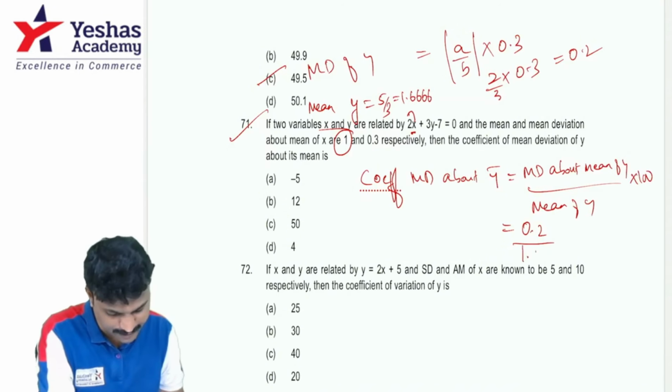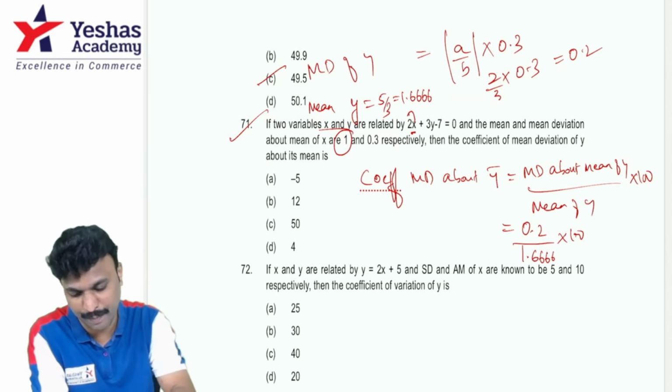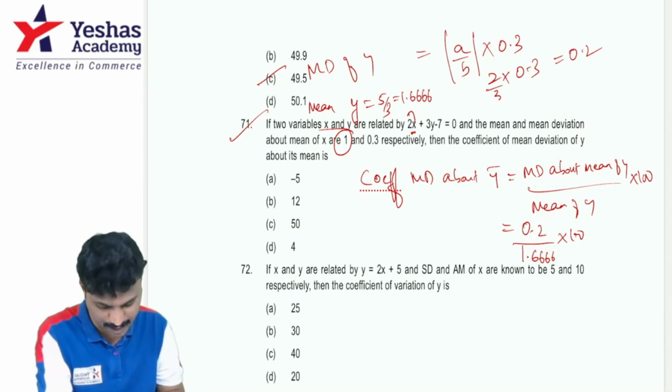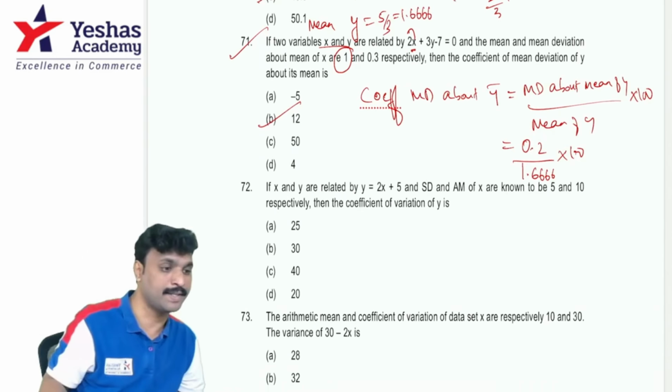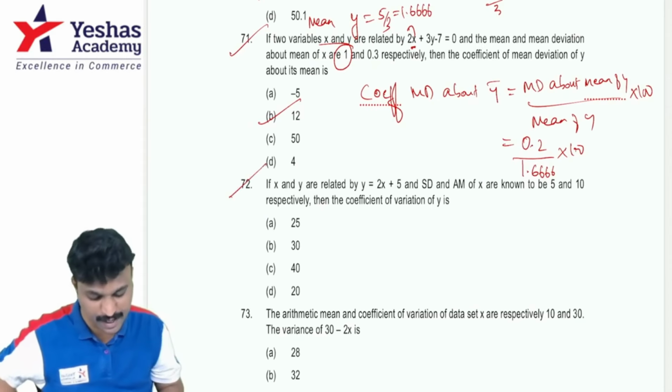Now 0.2 divided by 1.6666 into 100, that fetches you 12. Option B is the right answer. It's one of the solved questions in the class, guys.